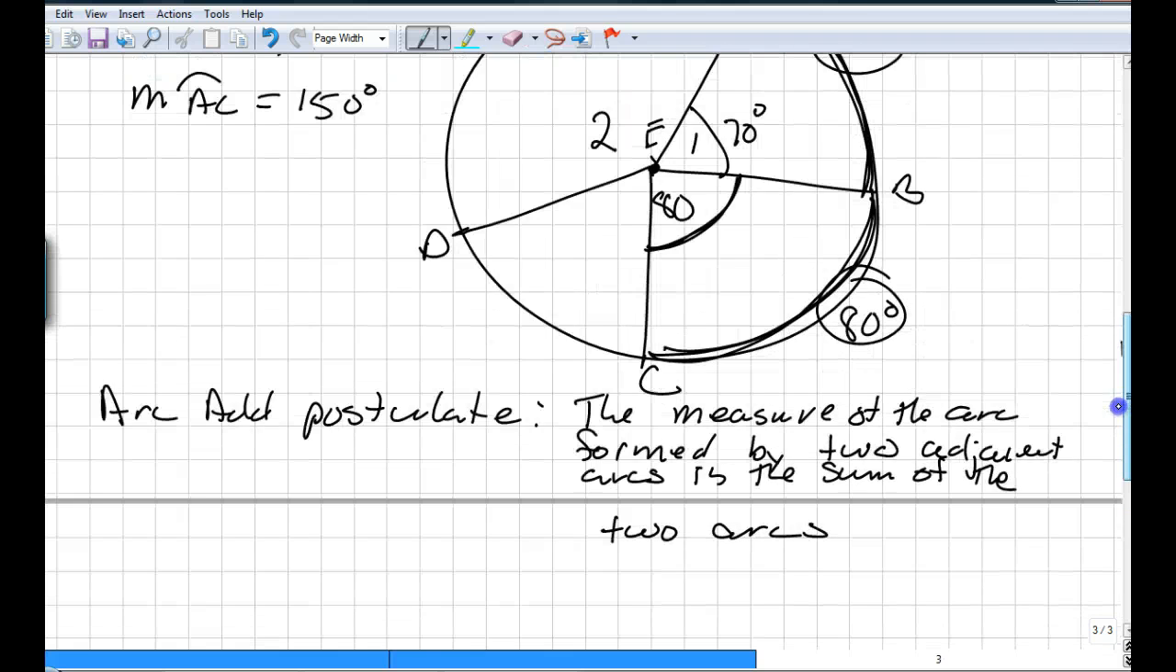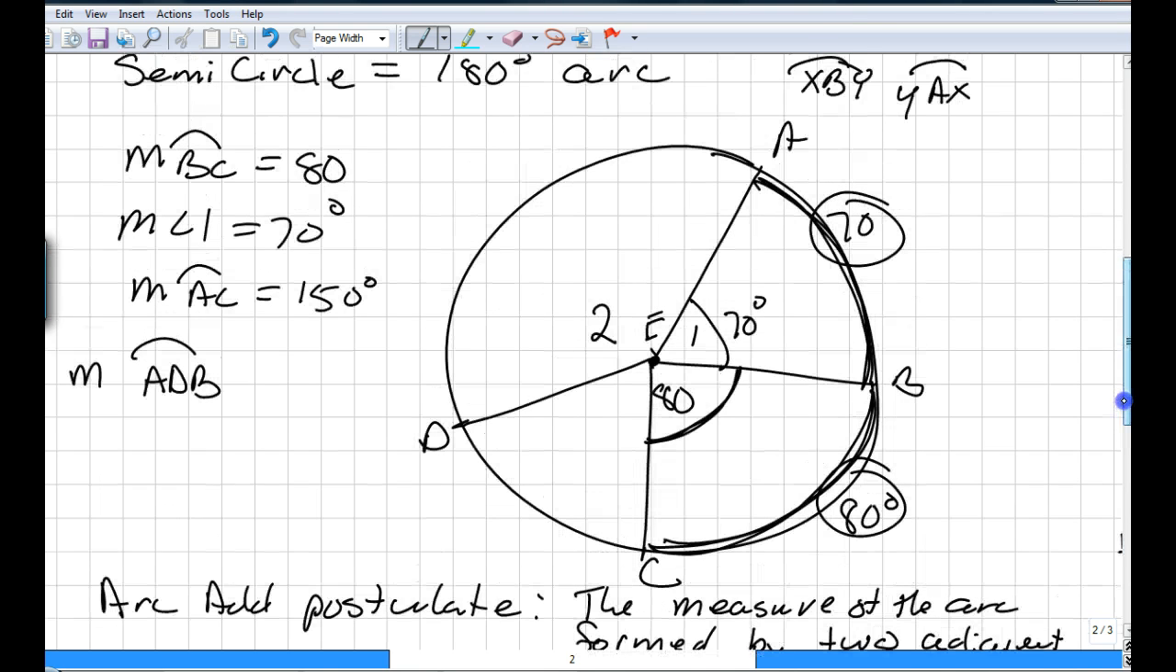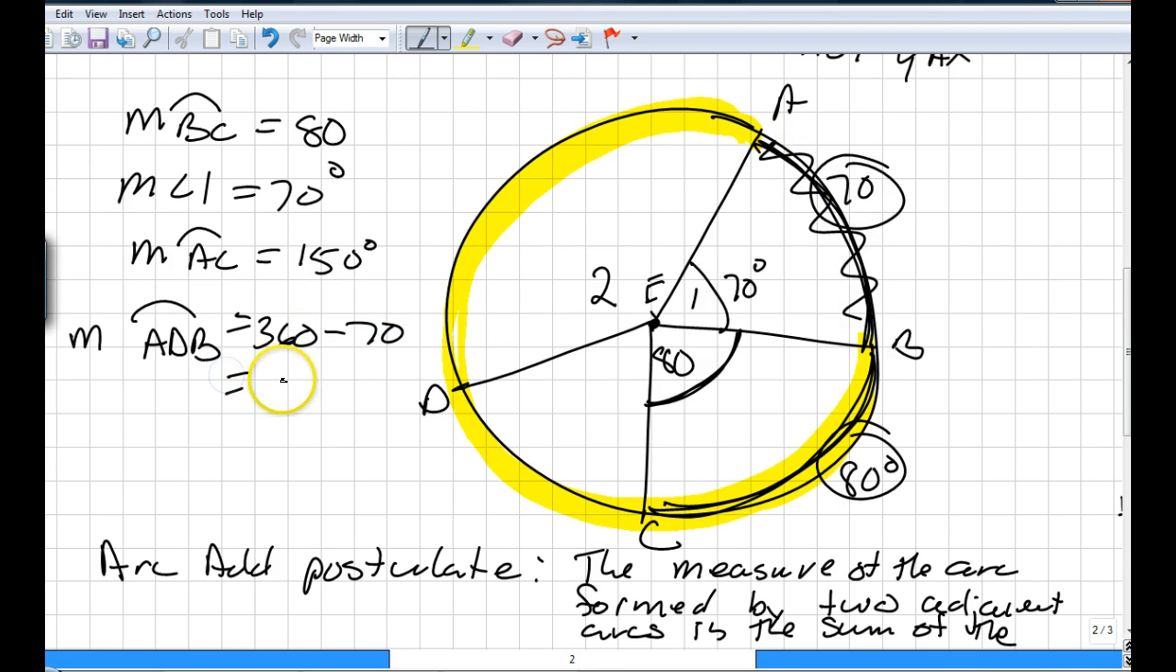In this picture, if I want measure of arc ADB, that means I'm going to start at A, go through D, and continue until I get to B. So we're talking about this whole arc right here. The whole circle is 360 degrees, but I'm leaving out this much, so I subtract that. So I get 290. So the measure of arc ADB is 290 degrees.